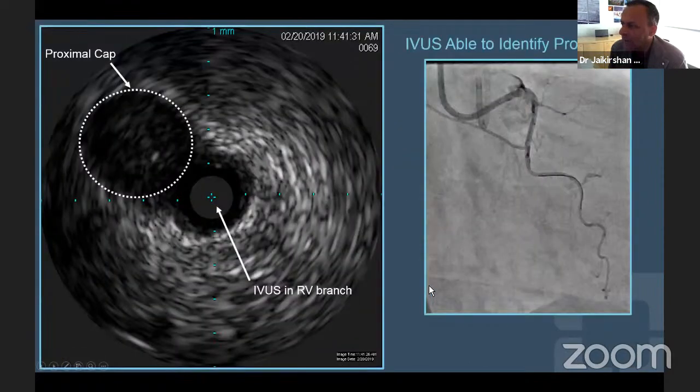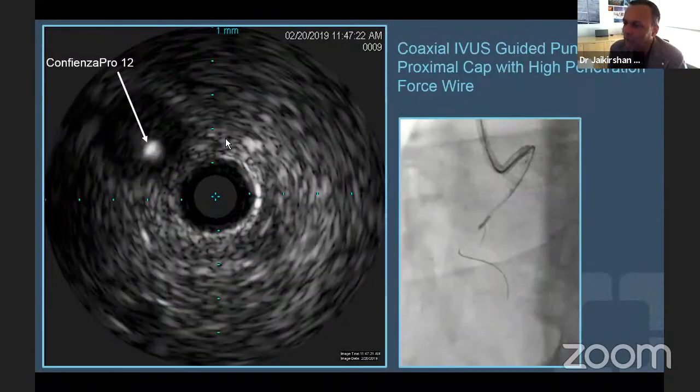But what we did in this case is we put a guide wire into the RV marginal and put an IVUS probe in there. And then you can see on the left panel, the IVUS is in the RV branch, and you can see here that we can very nicely show you the cap of the CTO. And this is where the penetration wire comes into play. So what we do is we puncture under IVUS guidance with a Confianza Pro 12, maybe 5-7 millimeters maximum. And it's safe to do this because we can see under ultrasound that we're going directly into the CTO segment. So it's perfectly safe to do this, but then we stop.